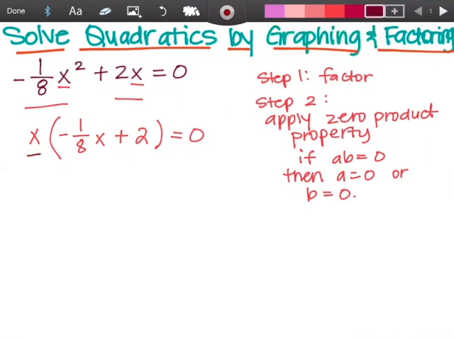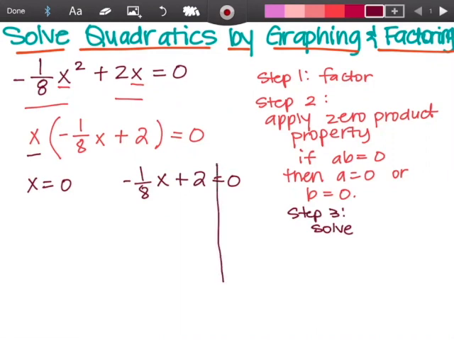So x is one term, so we're going to say x equals 0. And then negative 1/8 x plus 2 is going to also be equal to 0. And so then step number 3 is going to be solve both of them. Now, x being equal to 0 is already solved, so we don't need to do anything else with that one, but we do need to solve negative 1/8 x plus 2 equals 0. So we're going to subtract 2 on both sides because we're trying to get x by itself. That leaves us with negative 1/8 x equals 0 minus 2, which is negative 2.